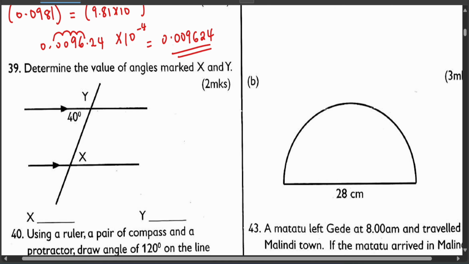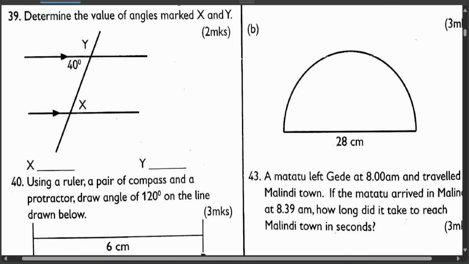Question 39. Determine the value of angles marked X and Y. The same thing, we have learned it. Now it is on this paper. So this is 40 degrees. Usually angles on a straight line add up to 180. So if this is 40 and this whole angle is a straight line, it should add up to 180. Therefore for you to get Y, you take 180 minus 40 and it gives you 140 degrees. So the value for angle marked Y is 140 degrees.